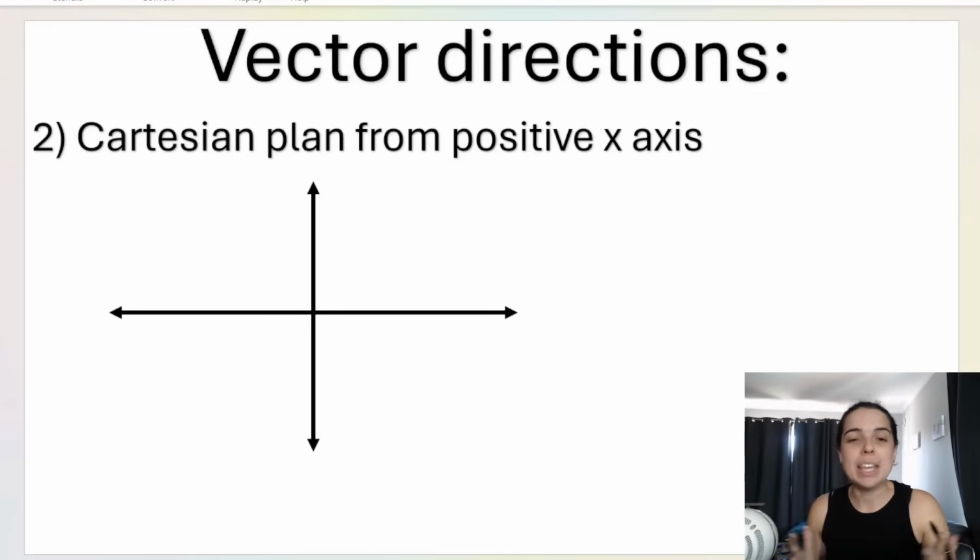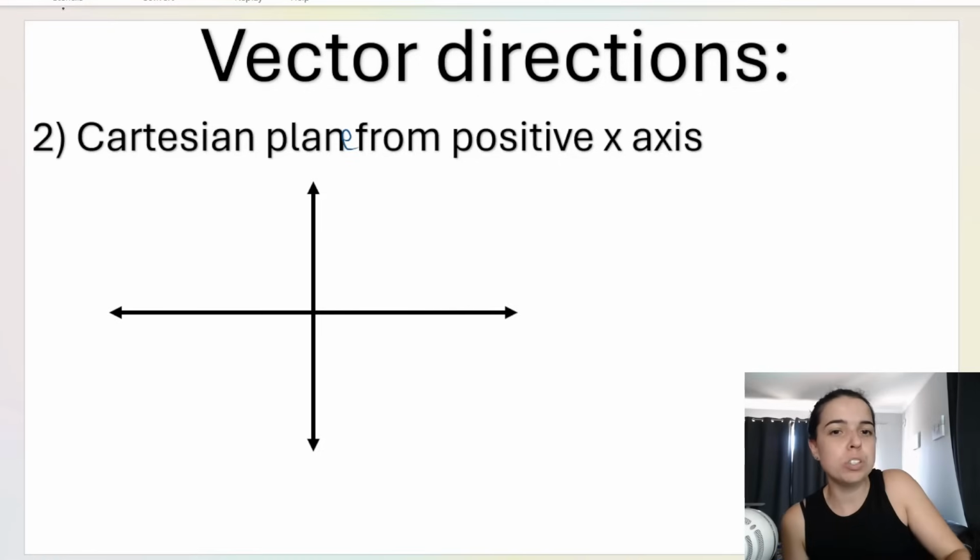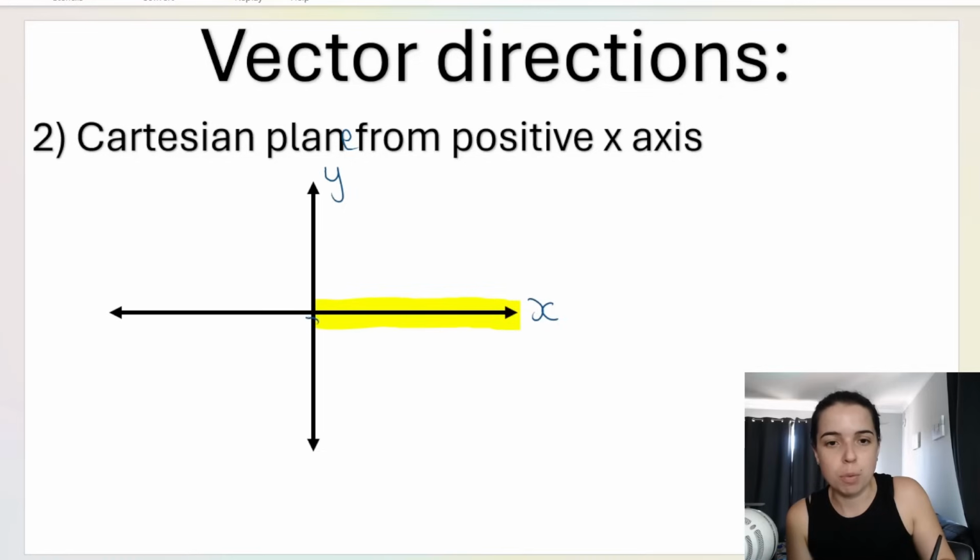The second type is a Cartesian plane. Okay, again, I've got the E, from the positive x-axis. Now, we all know in maths that the y-axis is this one over here, the x-axis is this one over here, the positive x-axis is this. If you had to label this, that would be 0, 1, 2, and so on, and this way would be negative. So this is the positive x-axis.